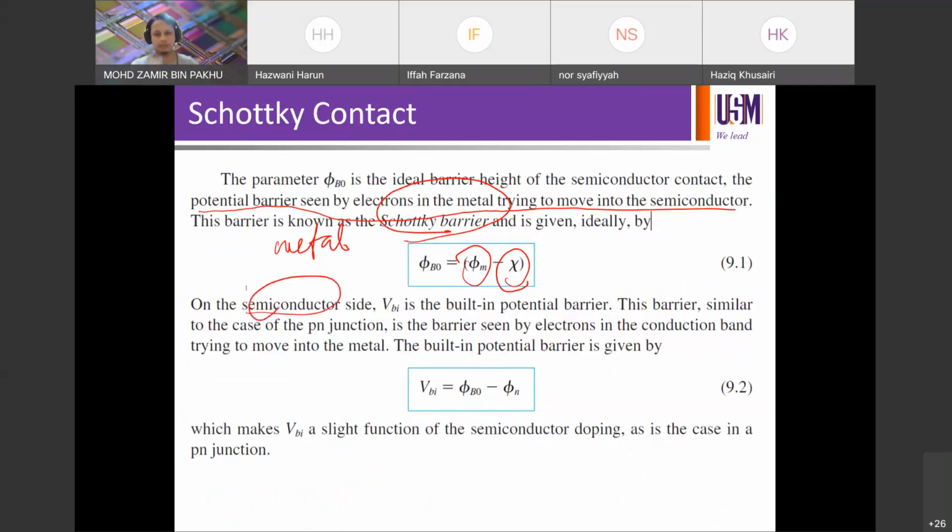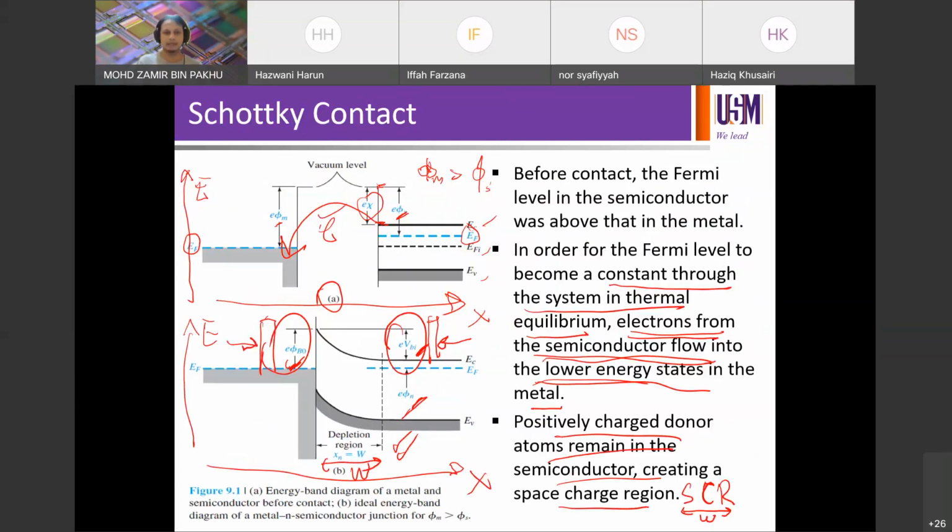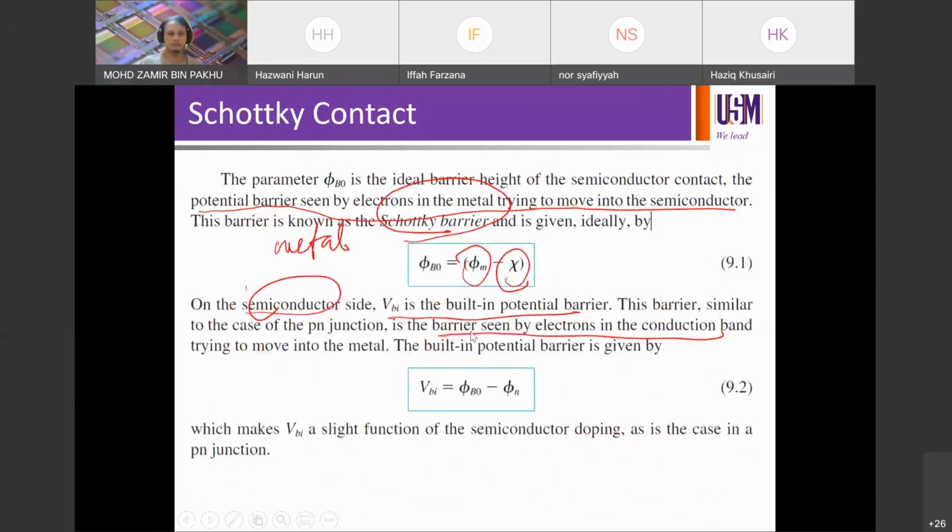So the VBI is the built-in potential that we discussed last time during the PN junction. This barrier, similar to the case of PN junction, is the barrier seen by electrons in the conduction band. So this barrier on the right is seen by the electrons in the conduction band, preventing them from flowing into the metal. And this potential barrier is given by phi B naught minus phi n.